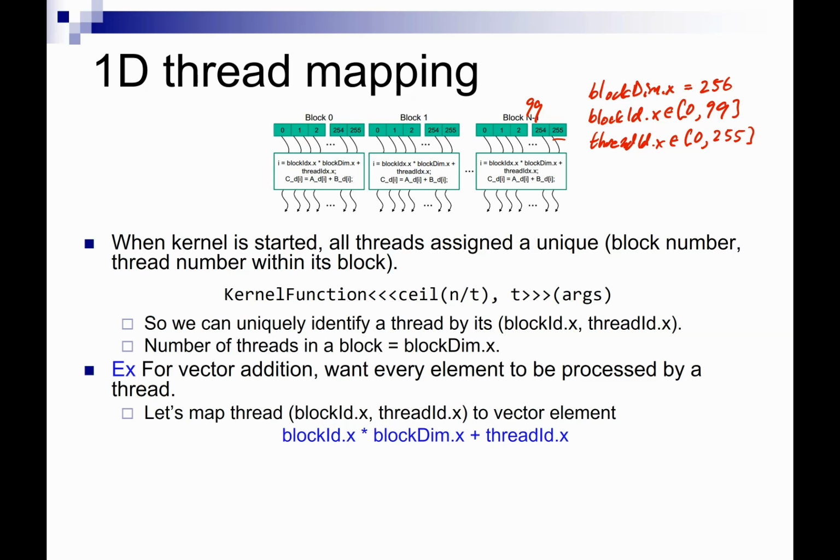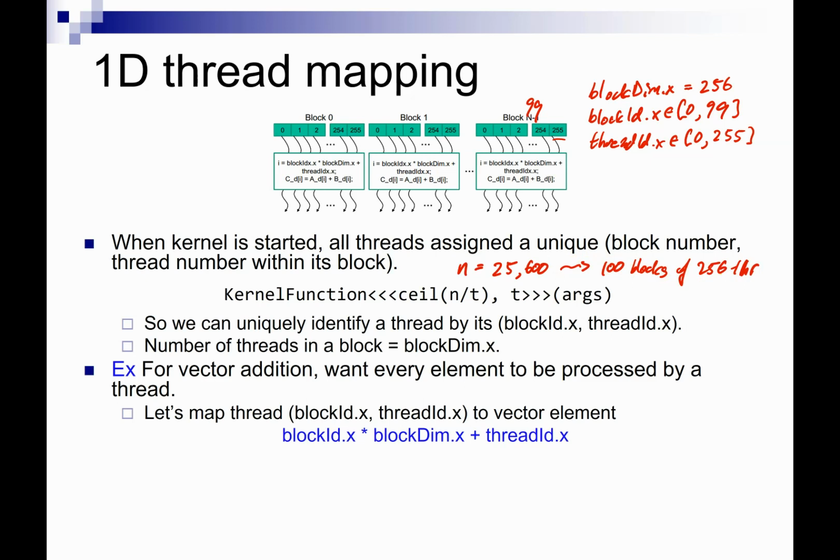Now, remember the number of blocks we have is equal to the number of items divided by the number of threads per block. So basically here we had n equals 25,600, so vectors with 25,600 elements in them. Then you divided this into 100 blocks of 256 threads each. That ensures that we have the same number of threads as we have elements, so we can have one thread process each element.